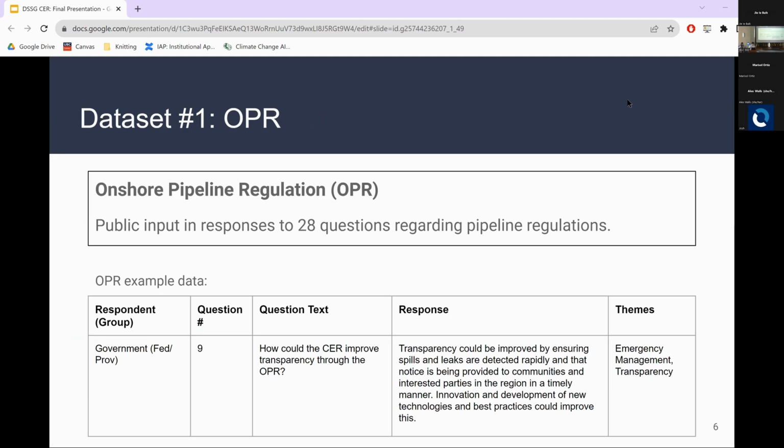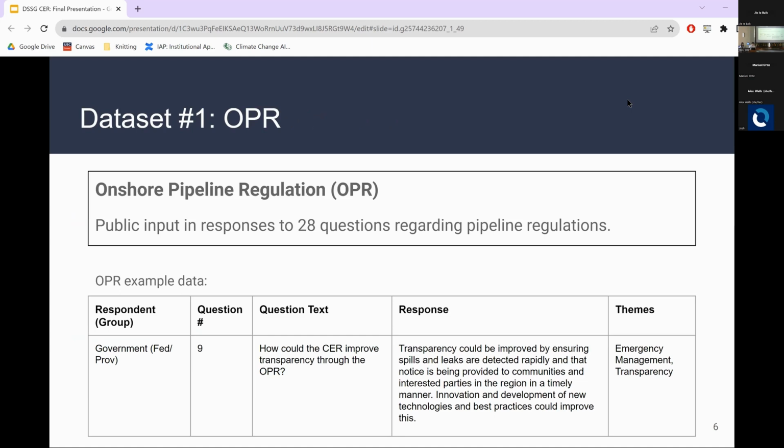We were given the organization that replied to those questions. However, all the data was de-identified, so we didn't have access to who specifically was replying. We were given access to the question that they were replying to, so the question number, the question text, and the response. So all of the data that we have is at the response level.